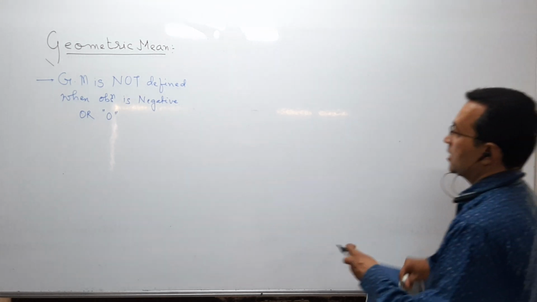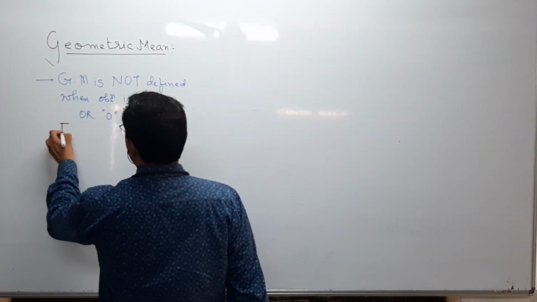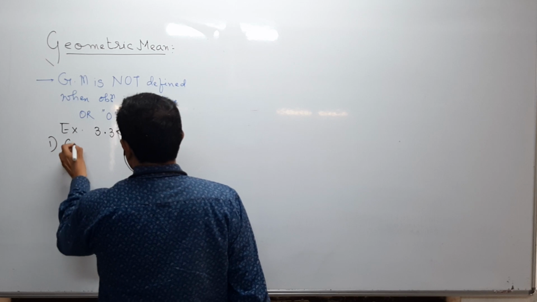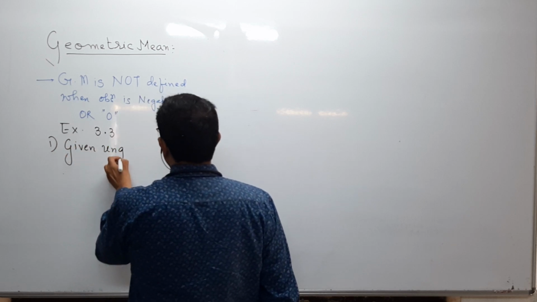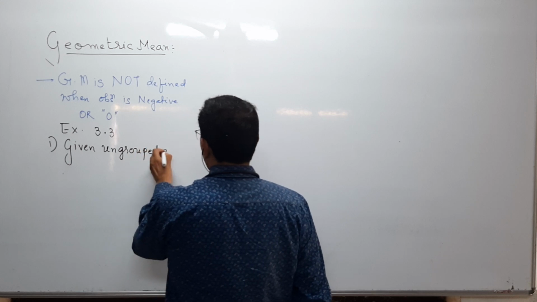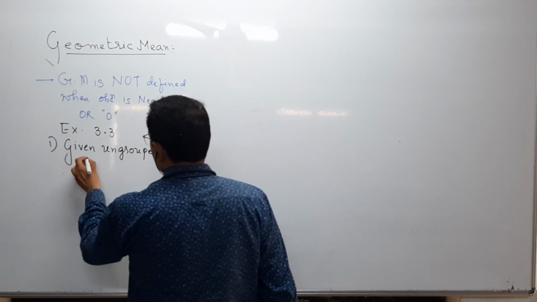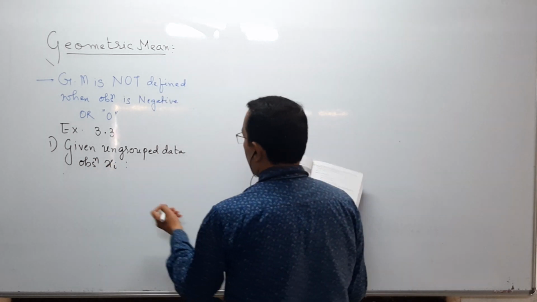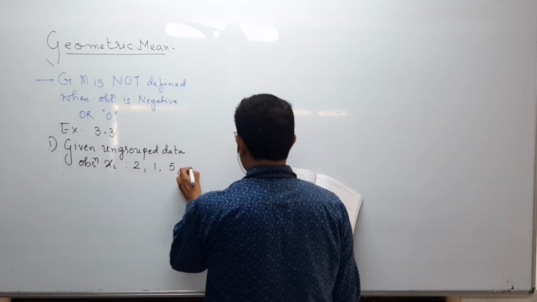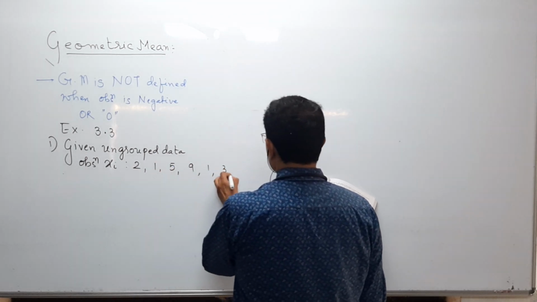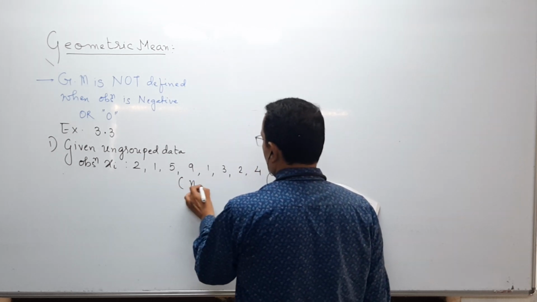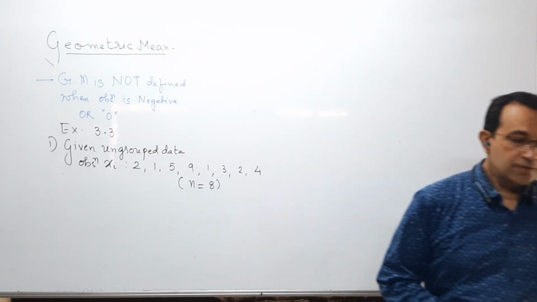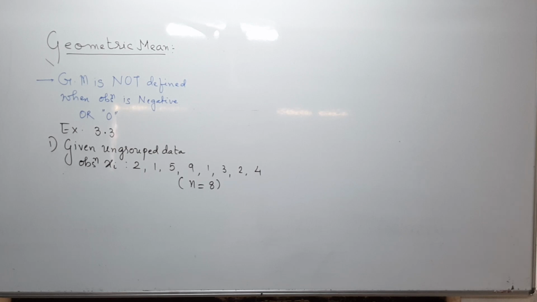So, first of all, let us start with the first sum. Students, exercise 3.3, sum number 1. Given ungrouped data observations, which I am noting down, students: 2, 1, 5, 9, 1, 3, 2, and 4. So the number of observations is 8.